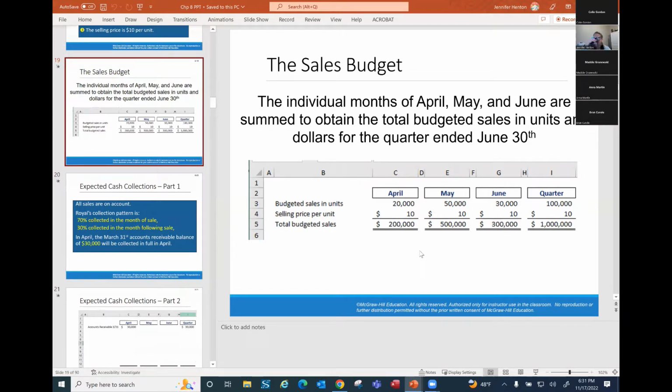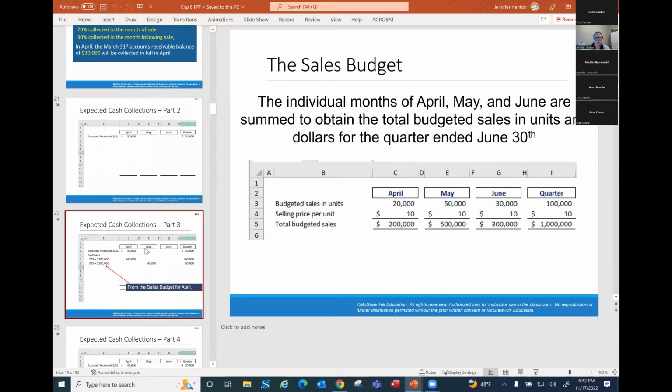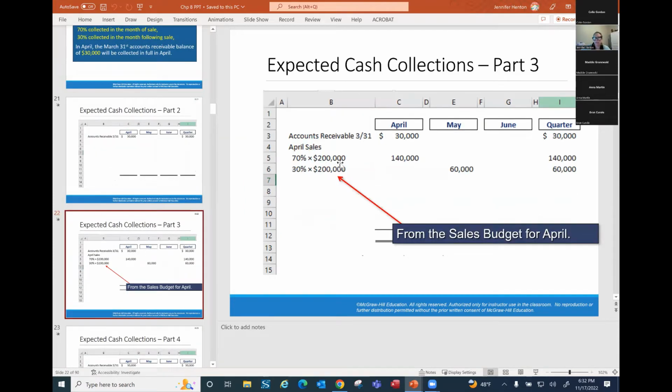I can calculate that out by multiplying it by 0.7 for the 70%. So I take 200,000 times 0.7. I'm expecting 70% in the month that it happens. So in April, I'm going to plug in the 70%, which is 140,000. And then the remainder, the 60,000, I'm going to collect in May.